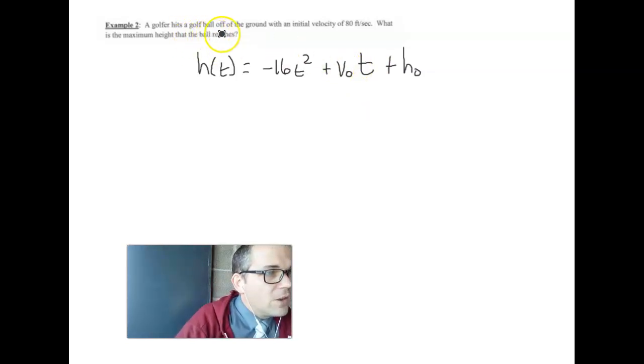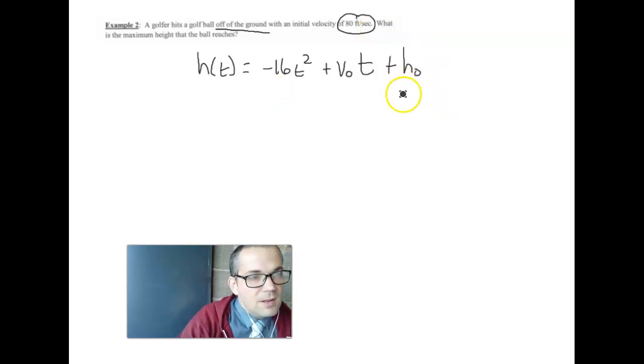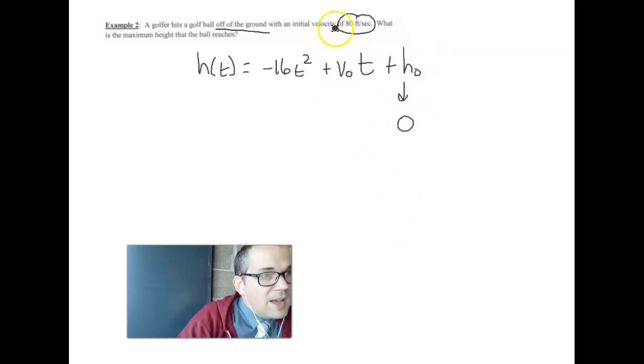So a golfer hits a golf ball off the ground with an initial velocity of 80 feet per second. If that ball is being hit from off the ground, the initial height is 0. So I normally won't even write it, right? But the upward velocity is 80 feet per second, so this is going to become an 80.